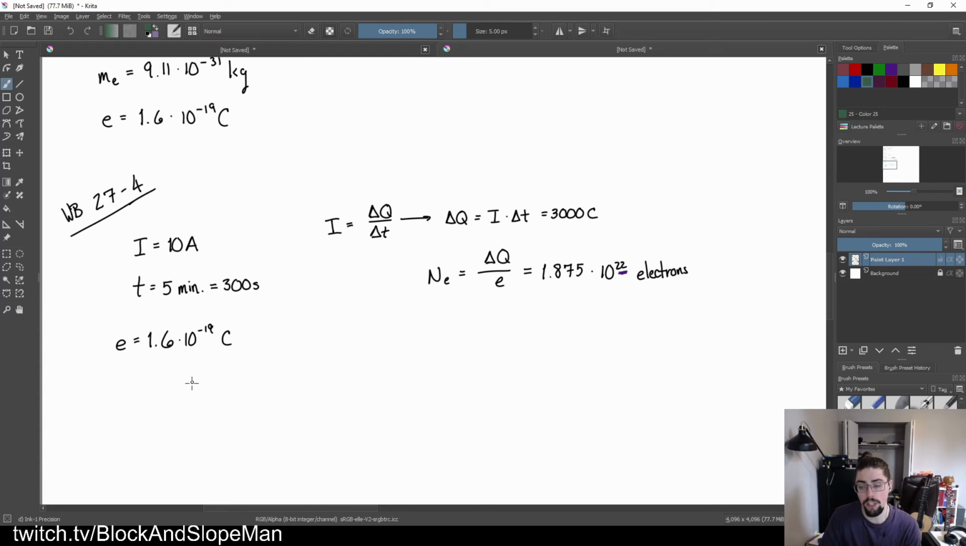The other way that we could have done this is we could have done the electron step first. We could have said that I know the relationship between conventional current and electron current is just multiplying by E. So then the electron current would be I divided by E. And then all I would have to do is say, okay, well, that is my electrons per second. If I multiply the electrons per second times the number of seconds, I'm left with just the number of electrons, which we can see is the same steps, but in reverse order. That's all it's doing.